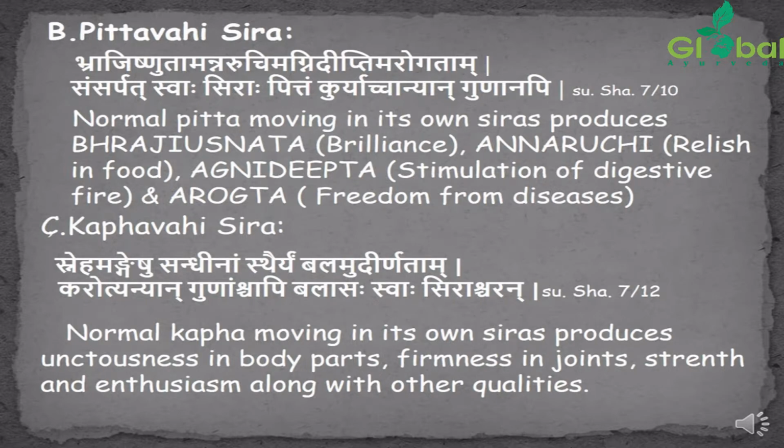Third is the Kaphavahi Shira. Normal Kapha moving in its own siras produces unctuousness in the body parts, firmness in joints, strength, and enthusiasm along with other qualities. That is, sneham angeshu sandhinam, sthairyam balam udirnatam, karoti anyanguna sya api balasya swa sira scharam.